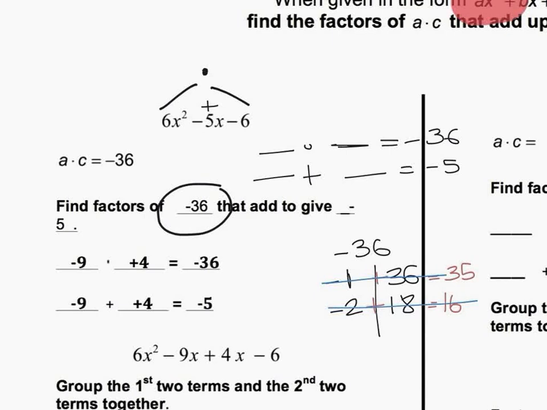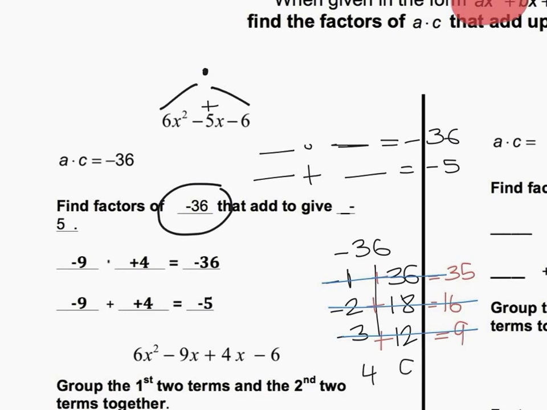Let's think of the number 3. So 3 times 12 is 36. So negative 3 times 12 is negative 36. But they add to give me 9. So you see how I'm getting closer? So that's not what I want. So let's move on.